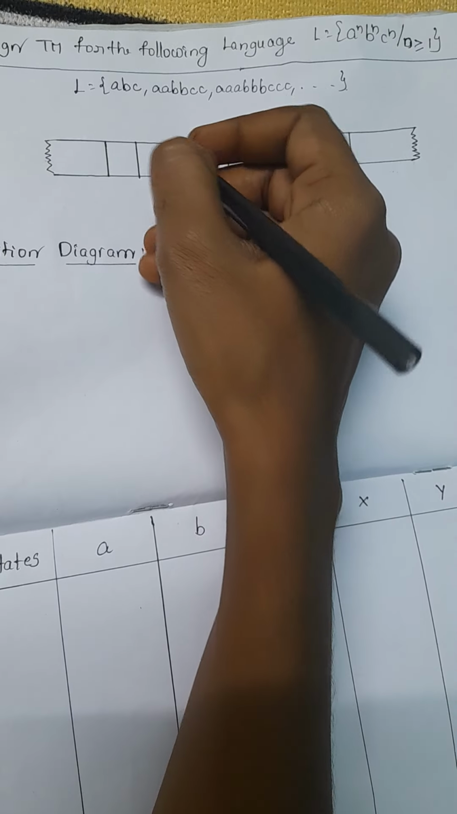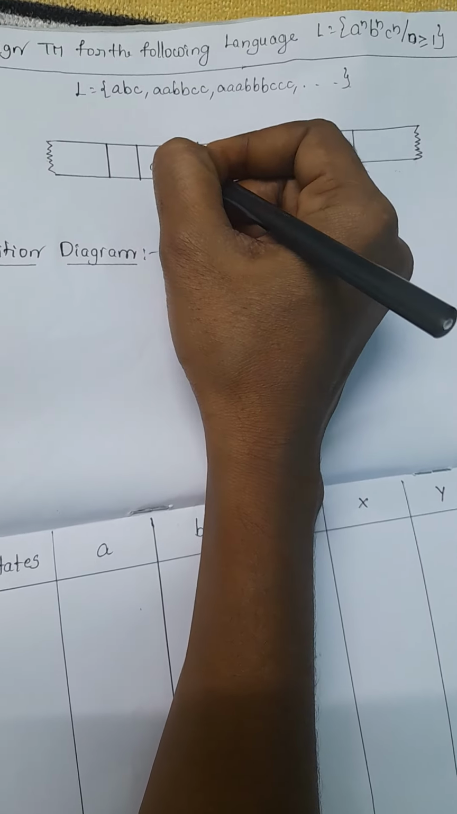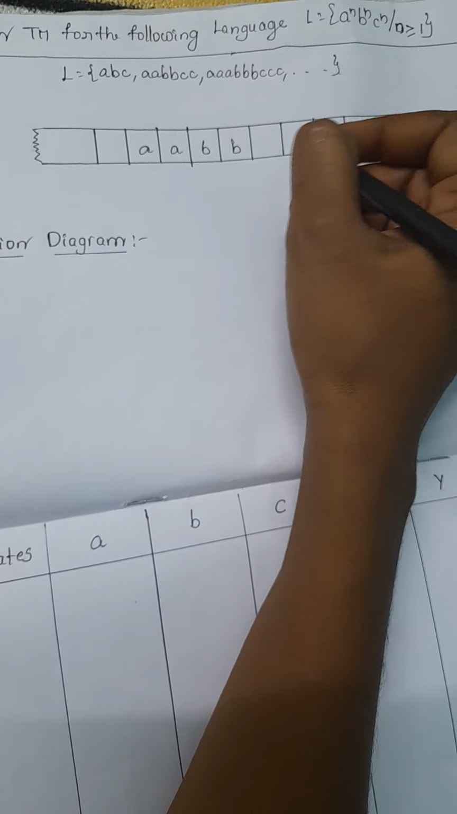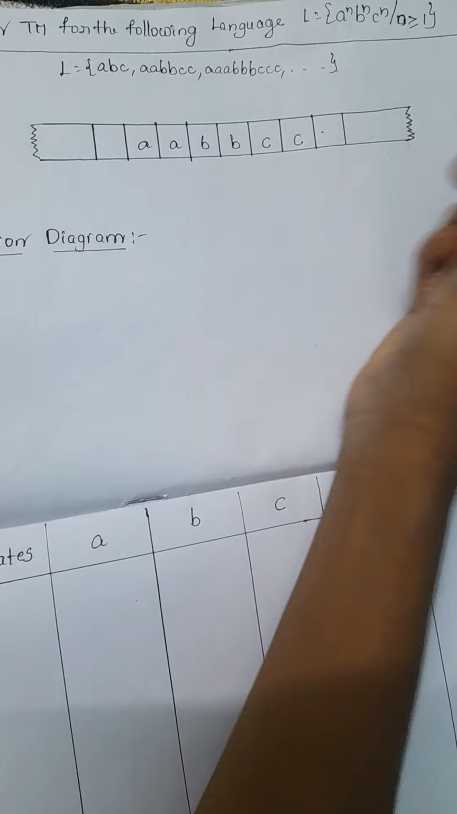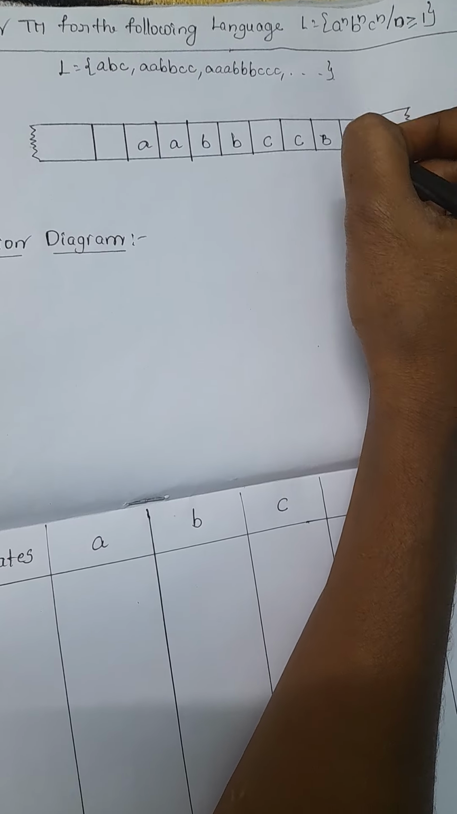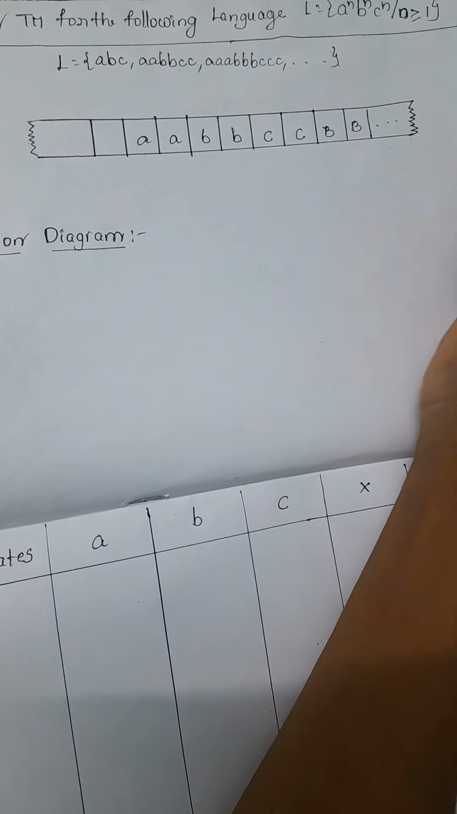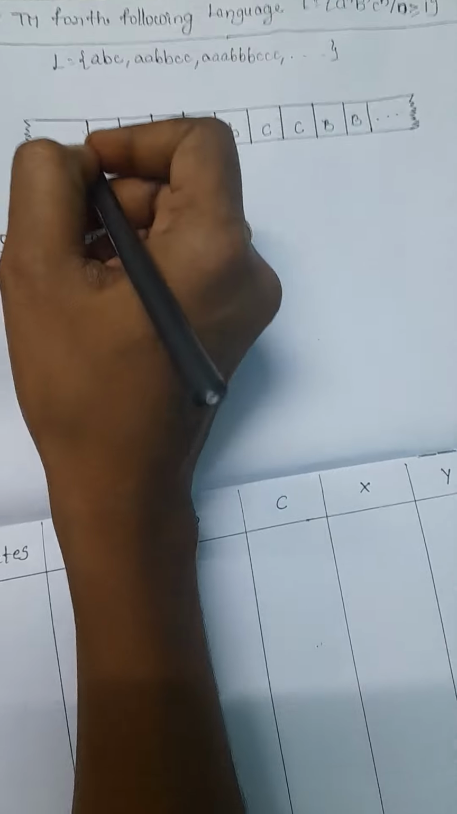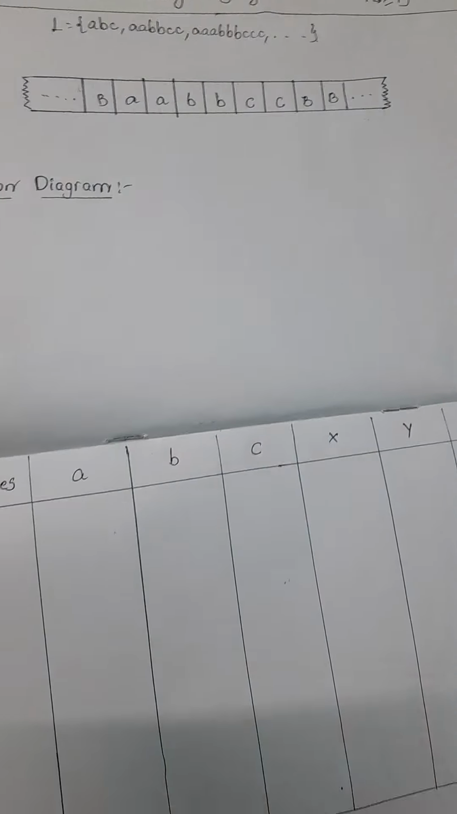So in the input tape here I am considering the string AABBCC, and here we will have some blank symbols. Here capital B in the sense blank symbols. So the right side it is infinite, and the left side also we will have some blank symbols, and the left side is also infinite. All the cells will be filled with the blank symbols.